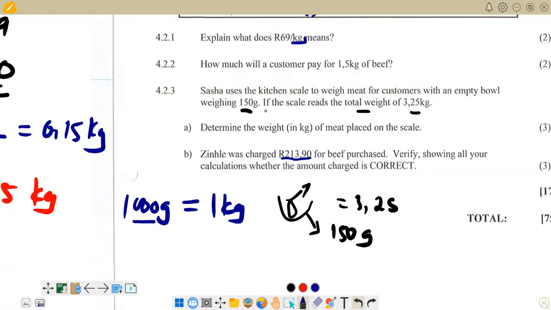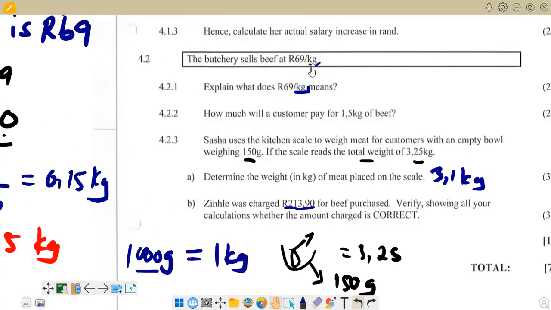So let's try to see what we are going to do there. Remember, the weight of the meat is 3.1 kgs. We found it there at A. And then we just want to verify if this 3.1 kgs is worth 213.90. And at the beginning of the question, we can go up to check. We are given the amount per kg is 69 per kg. So to verify if it's worth this amount, we just say 69 rands times 3.1 kgs. And then I will see what answer we get there.